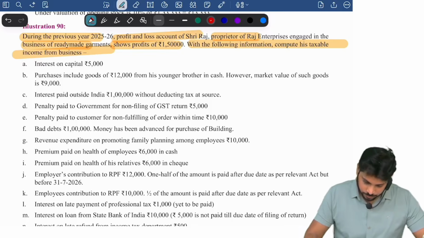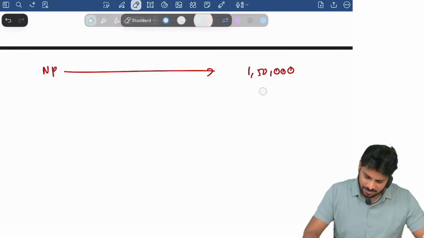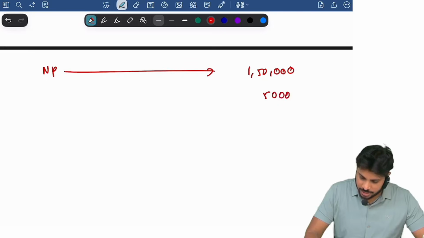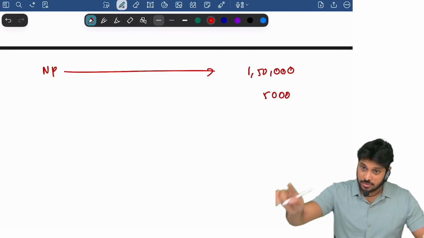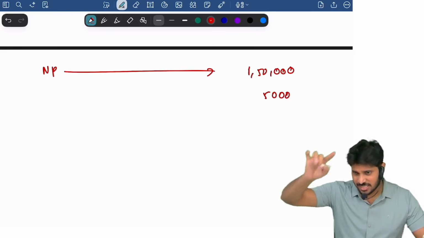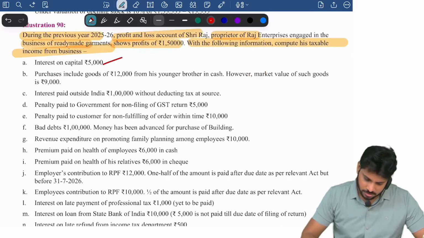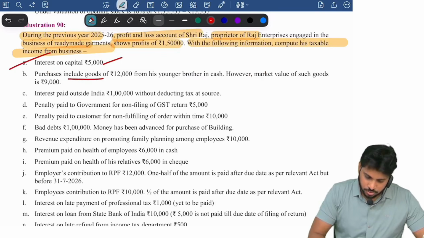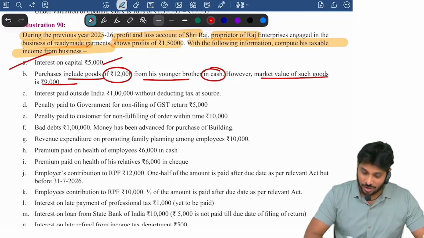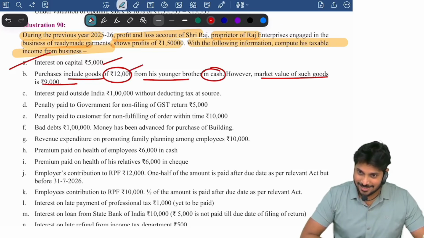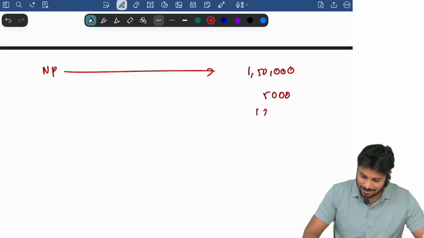1,50,000. Interest on capital, add back. First I should compute income of the firm before interest, before remuneration, but after reducing all deductions, disallowances, everything. Next, purchase includes goods 12,000 from his younger brother in cash. However, market value 9,000. What will you disallow? 3,000? Wrong. Entire 12,000, 40A(3), more than 10,000 in cash.